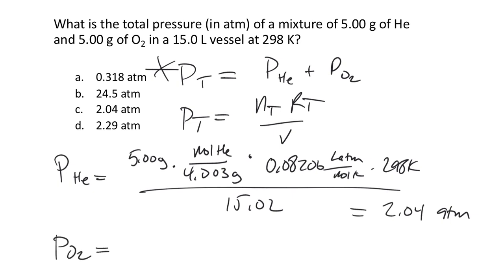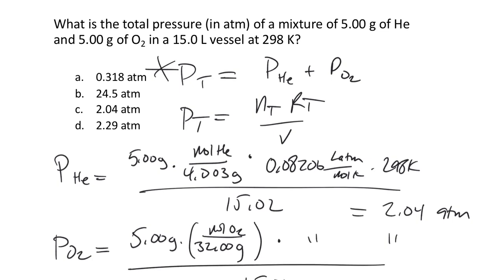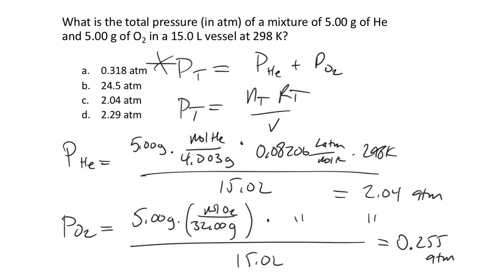Partial pressure of oxygen. It's probably going to be a little bit lower because we have fewer moles of oxygen, 5.00 grams, 32.00 grams per mole for the molar mass of O2, times RT. I'll divide by the same volume. So we're taking 5 grams, divide by 32, so it's 0.156 moles, times 0.08206, times 298, divide by 15. It's 0.255 atm. And we just need to add them up. So our total pressure is the sum of these, and I get 2.29 atm.